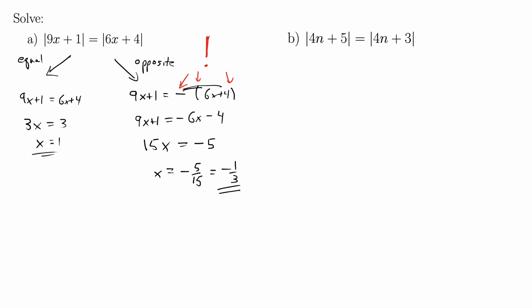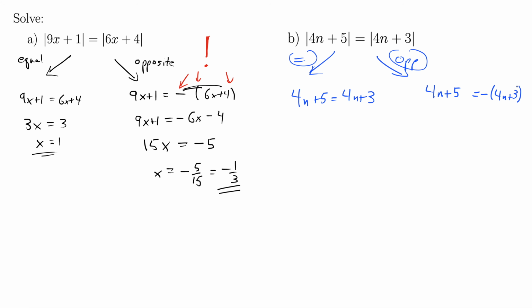Let's try B. We have 4n plus 5 equals 4n plus 3. We do the same thing. Set it into two different cases here, the equal case and the opposite case. In the equals case, we just drop the absolute value, leave everything else alone. So we have 4n plus 5 equals 4n plus 3. Alright, in the opposite case, we leave the first one alone, 4n plus 5, the left absolute value alone, equals negative parentheses 4n plus 3. Alright, so that gives us two different equations to work on.